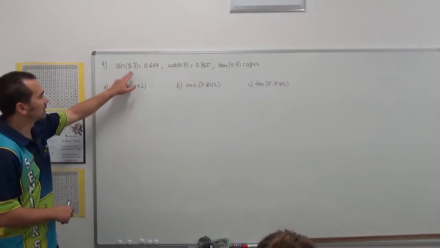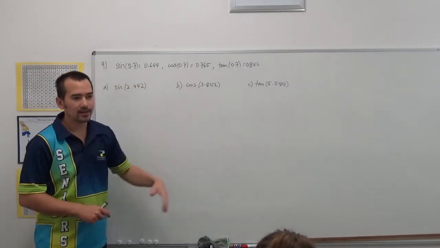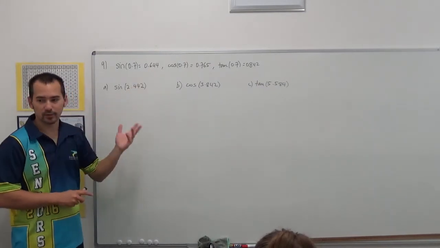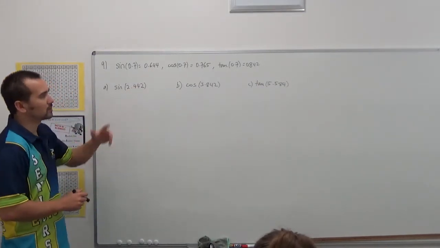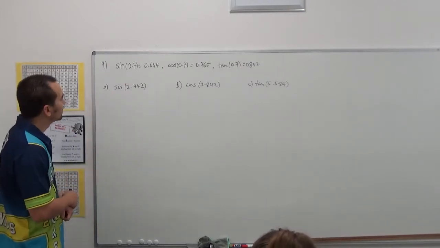And they look funny, don't they? They look funny because we've got a decimal there, we've got decimals here. We don't have any of our special angles, we don't have any of our special values like root 2 on 2 or root 3 on 2. So it looks a bit funny, but really there's nothing complicated about this chapter.